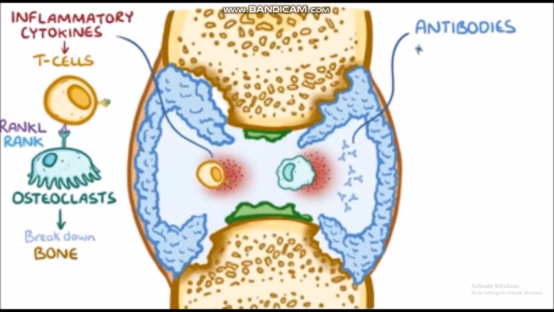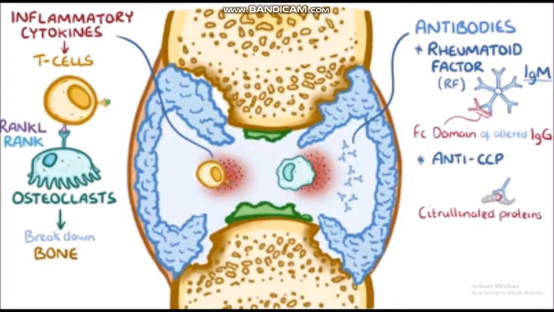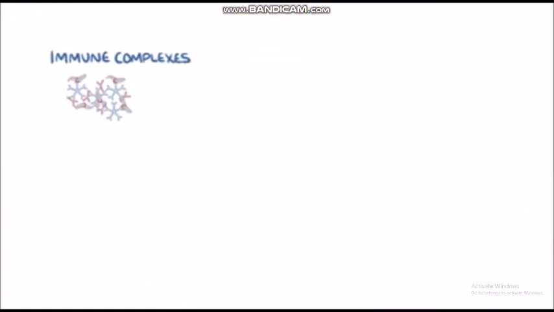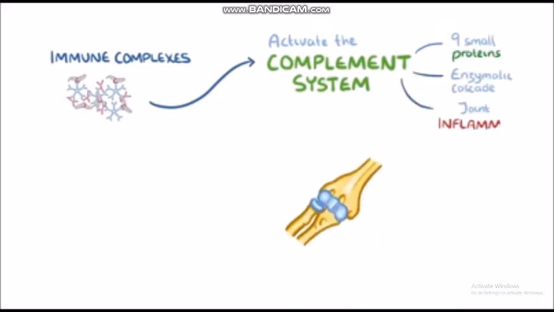One antibody is called rheumatoid factor, or RF, which is an IgM antibody that targets the constant Fc domain of altered IgG antibodies. Another antibody is anti-cyclic citrullinated peptide antibody, or anti-CCP, which targets citrullinated proteins. When these antibodies bind to their targets, they form immune complexes which accumulate in the synovial fluid. There, they activate the complement system, a family of 9 small proteins that work in an enzymatic cascade to promote joint inflammation and injury.